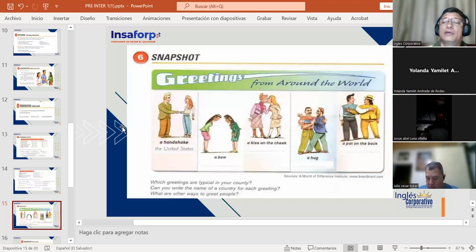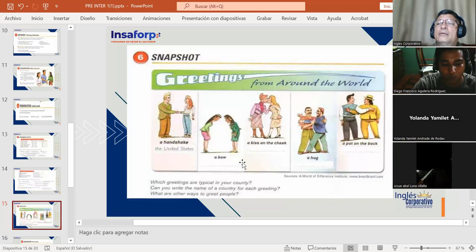Okay, let's continue, my friends. We have greetings from around the world. We have a handshake in the United States. A bow. In what country can we use a bow? China. Japan.